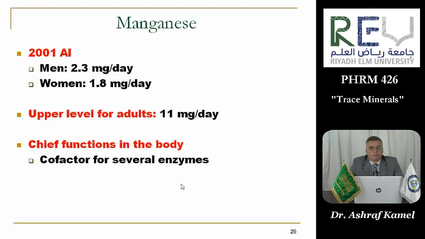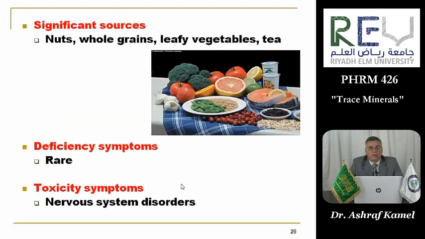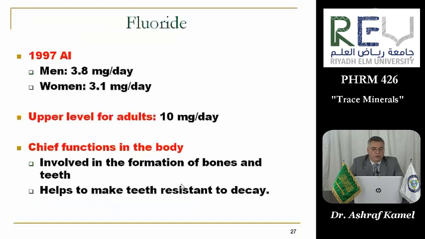Chief functions in the body, it's a cofactor for several enzymes. Significant sources include nuts, whole grains, leafy vegetables, and tea. Deficiency is rare, and toxicity symptoms mostly affects the nervous system. Fluoride. In 1997, the adequate intake in men was 3.8 milligrams per day, and in women 3.1 milligrams per day, with an upper level for adults 10 milligrams per day.